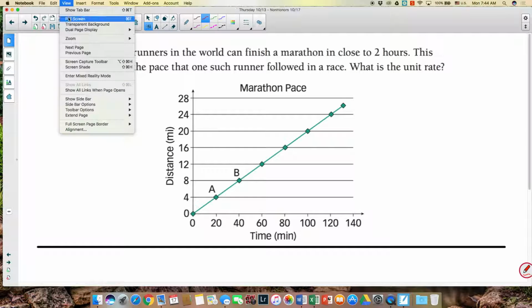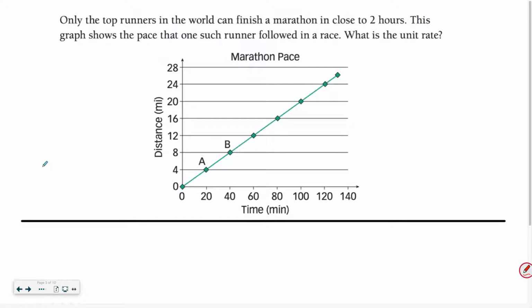Today we're starting our new unit, Unit 2. It's going to be a lot of proportional relationships, what we're talking about right now, and then we're going to go more into functions. So right now it says, this graph says, only the top runners in the world can finish a marathon in close to 2 hours. This graph shows the pace that one such runner followed in a race. What is the unit rate?